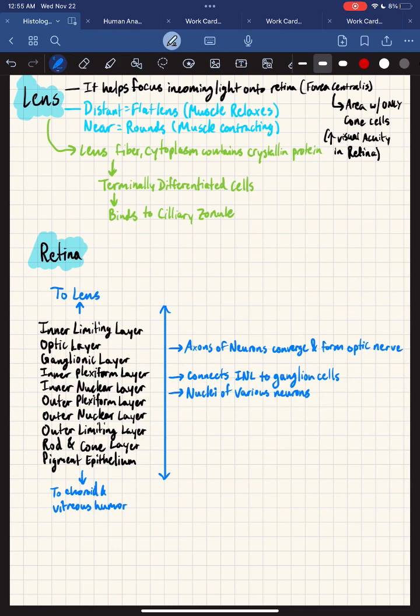The outer plexiform layer houses axons of photoreceptors. While the outer nuclear layer is going to house the cell bodies of the photoreceptors.